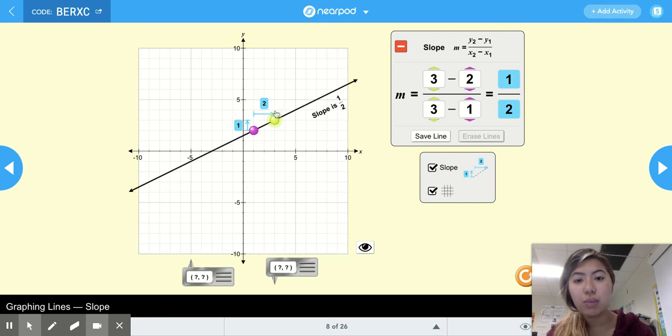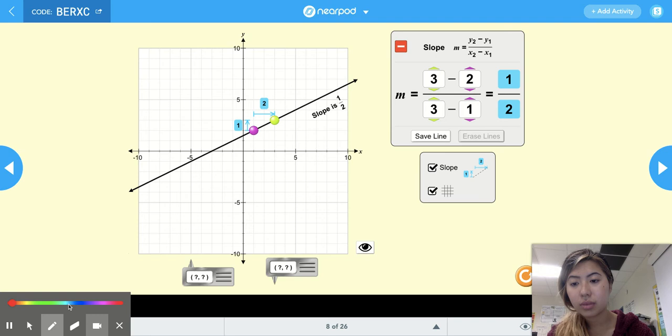If we moved the point to, this is still 1, 2, and this is 3, 3, we can see that we moved up 1 unit and to the right 2 units.